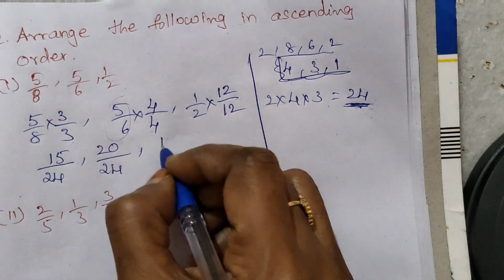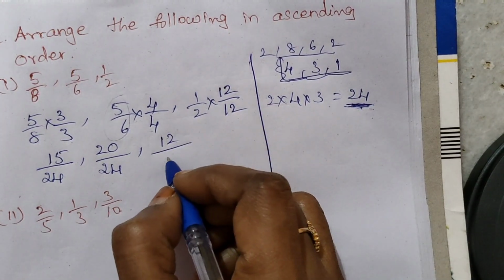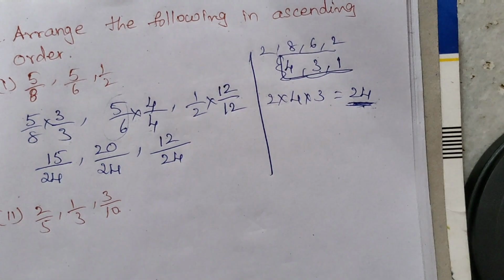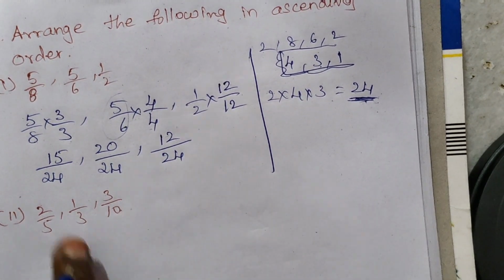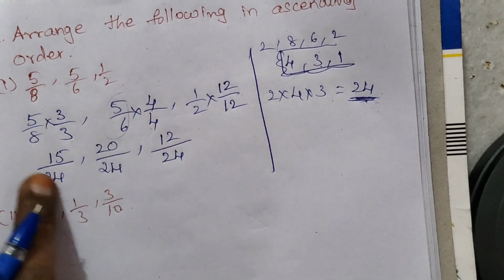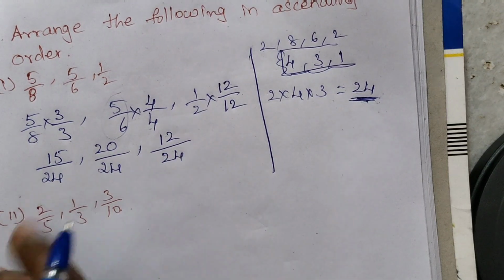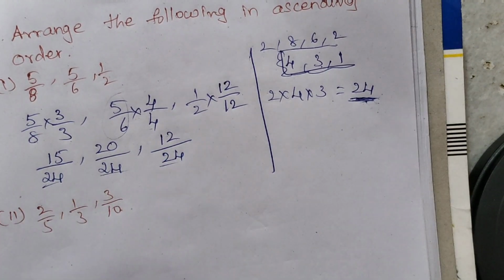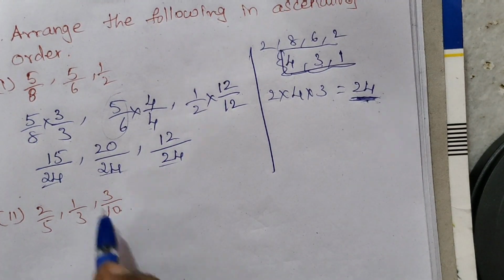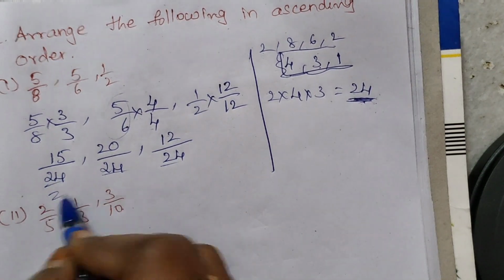1 12 is 12. 2 12 is 24. So these are like fractions. Why? We have denominators, all denominators are same. Okay.